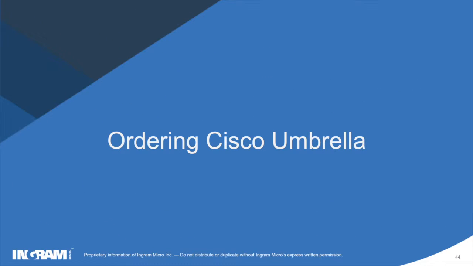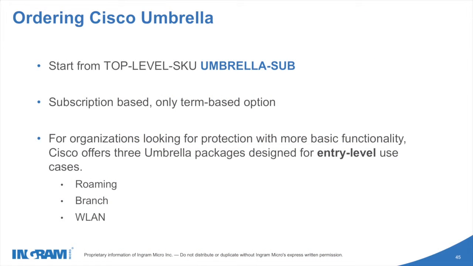In this section, we are going to talk about ordering Cisco Umbrella. Okay, we have seen up to this point what Umbrella is and how it works, and now we're at the point where we have to make an order. So for this reason, we have to understand what the different packages and offerings from Cisco are, and this is what the section is all about. So we're going to start from the top-level SKU, umbrella dash sub.